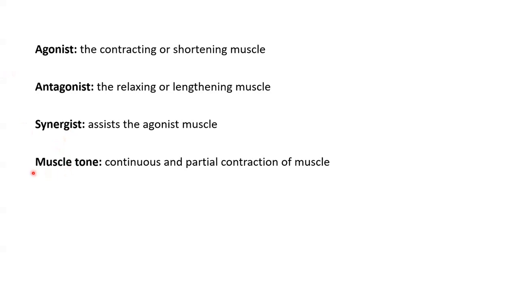We then have the term muscle tone. So muscle tone refers to the continuous and partial contraction of a muscle or a group of muscles. So when we were talking about the functions of the muscular system in the previous lecture, we talked about how some of our trunk muscles, for example, will stabilize the body and hold us in a steady upright position. And this is because these muscles have muscle tone, so they're continually slightly contracted to hold us in that upright position.